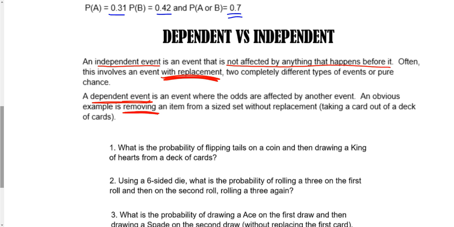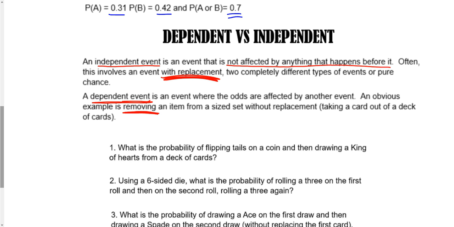So just a quick summary of what I just said. An independent event is when one probability does not affect the next one from happening. A key word is when you put it back, because that keeps your bottom the same. Or you could also have two just completely random events that have no impact on each other. That makes it independent. Dependent is the exact opposite.